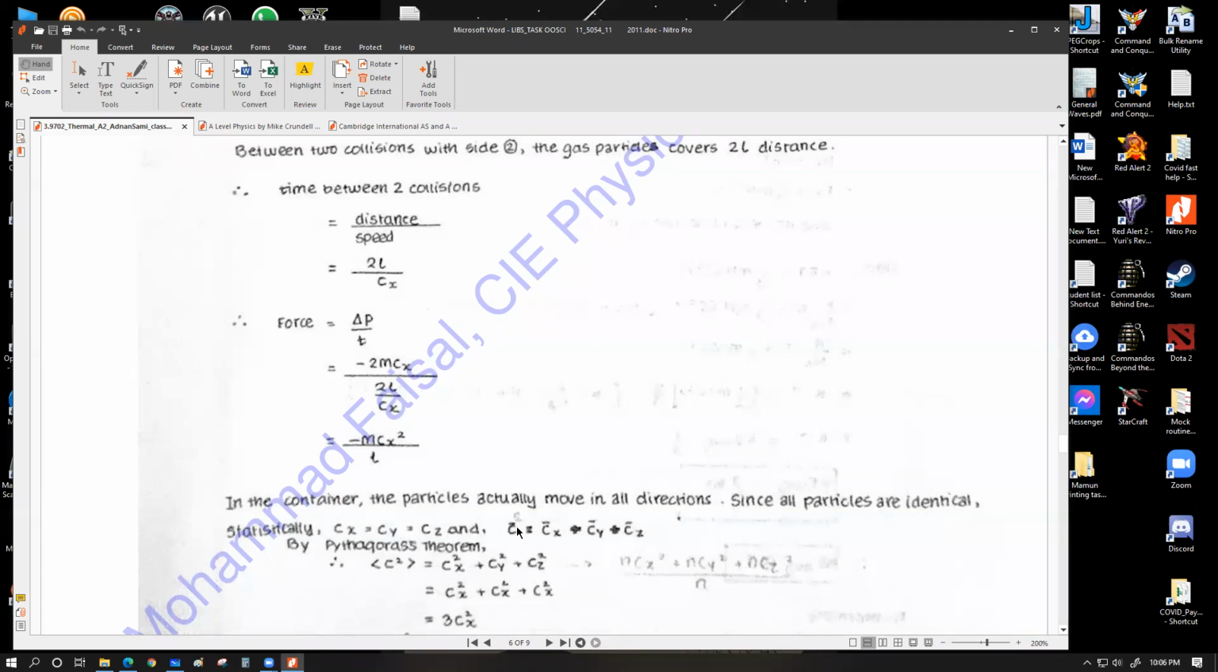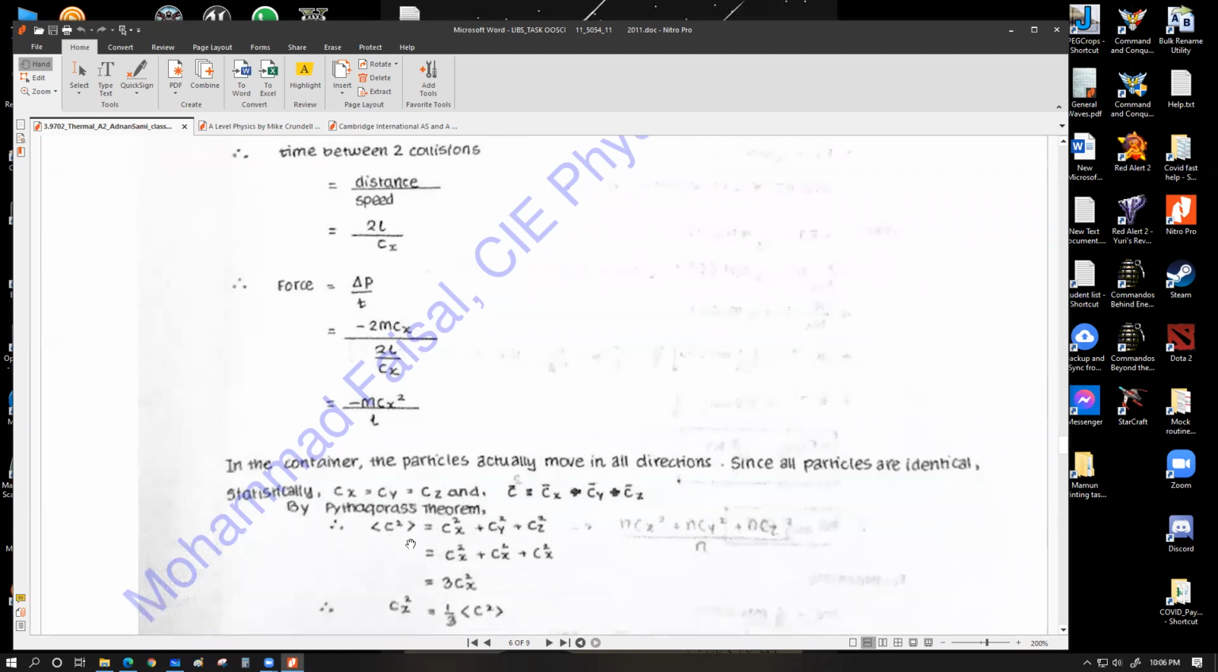And the vector quantity c is equal to cx vector plus cy vector plus cz vector. That's the part that I just showed you a bit earlier. By Pythagoras theorem, c square equals cx square plus cy square plus cz square.